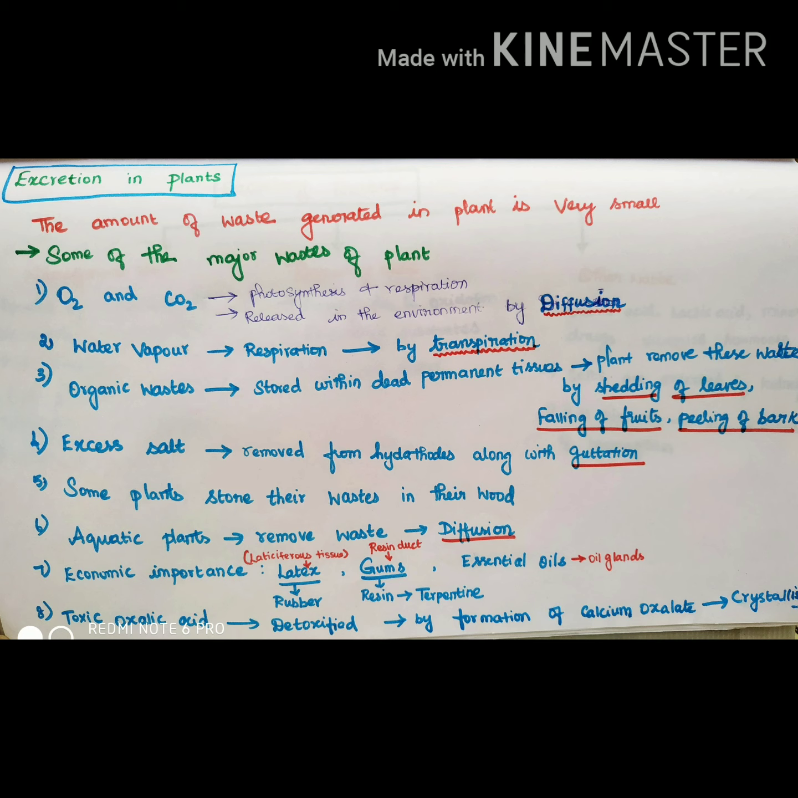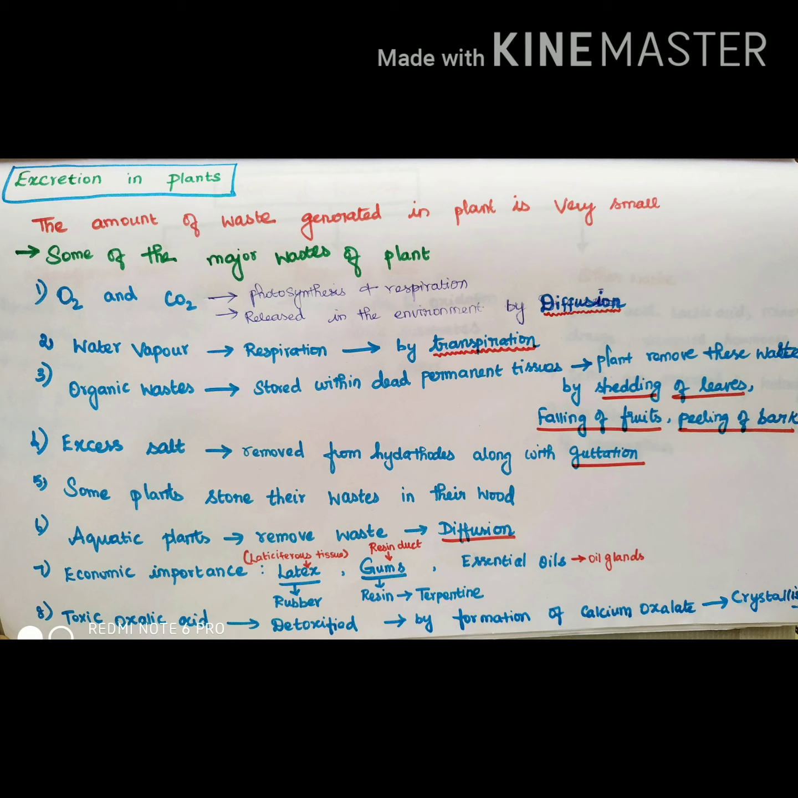The first statement itself shows that the amount of waste excreted in plants, compared to that of animals, is very, very minimum. Why? This is because plants are considered autotrophs. Why are they autotrophs? They synthesize their own food. Because of synthesizing their own food, and the metabolic activities they undergo, comparatively to the animal, the plant synthesizes a very minimum amount of waste.